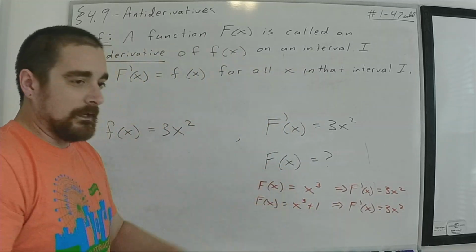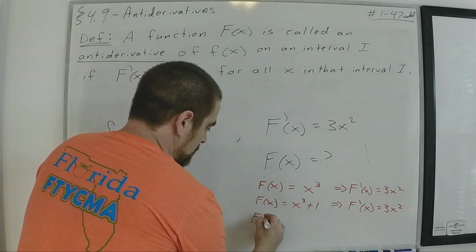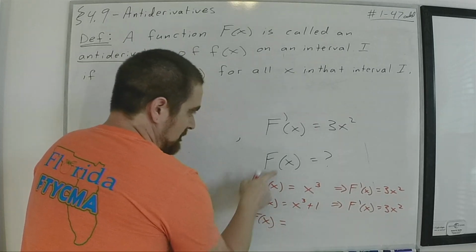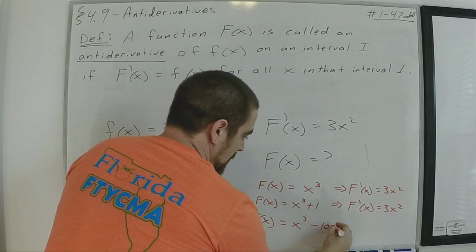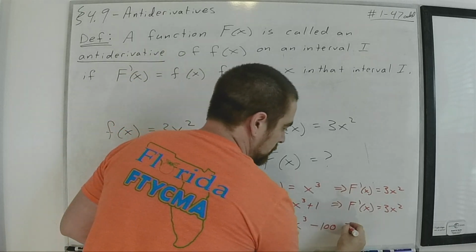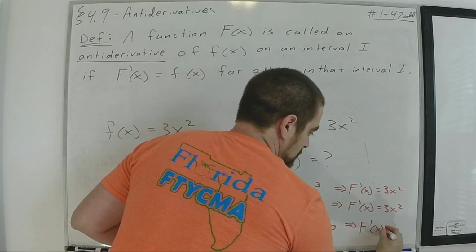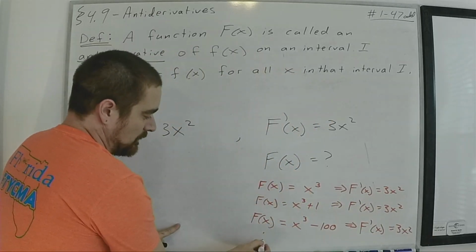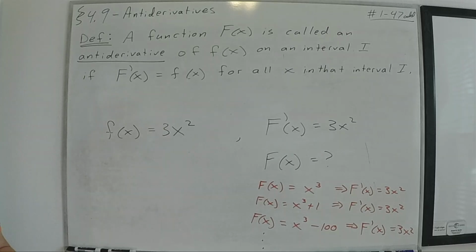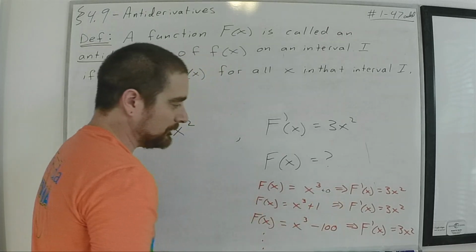Okay, now which one is it? And how do I know which one it is? Or how do I know it's not my original function f of x that was out there that I differentiated? Maybe it was x cubed minus 100. The derivative of negative 100 is still 0. I still get my function. And this can go on and on and on forever, right? No matter what that constant is. Here it was really just plus 0, right?